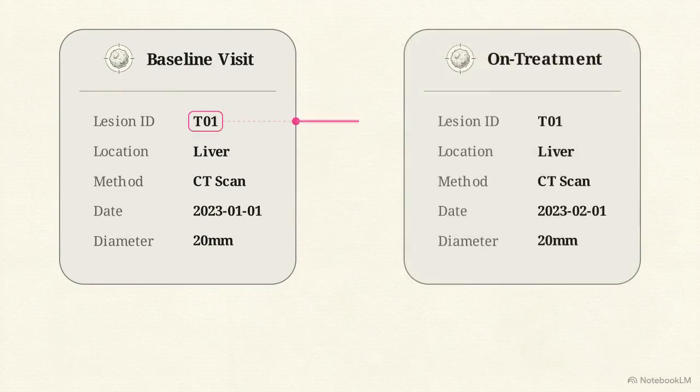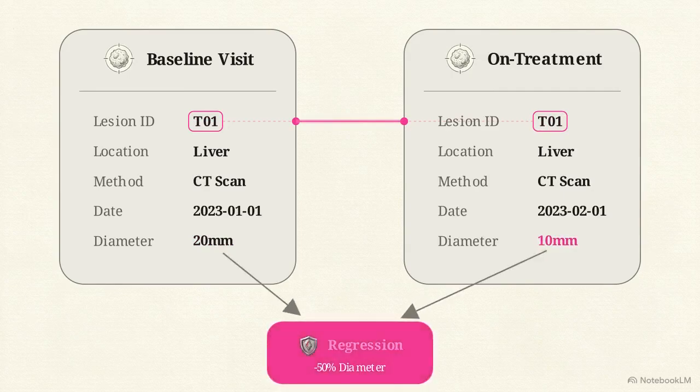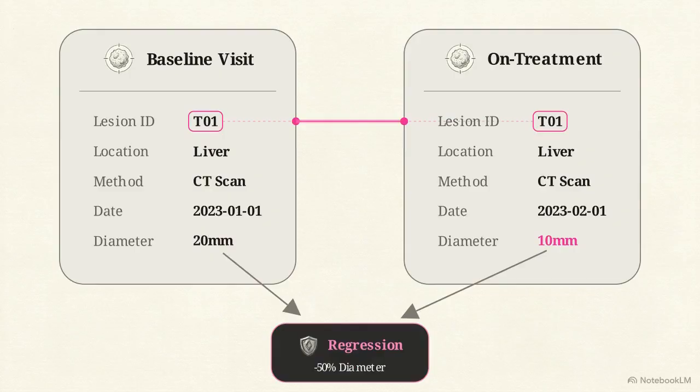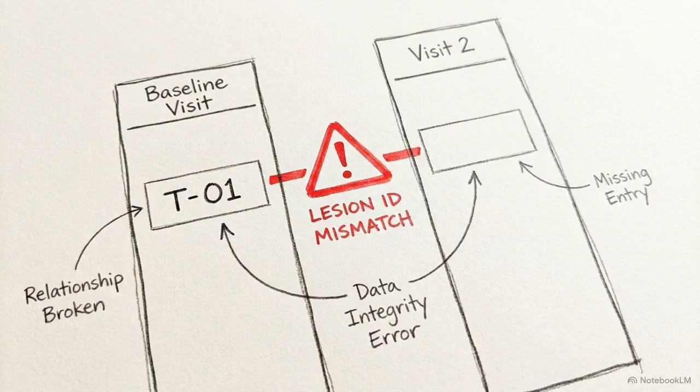Crucially, baseline identification must link directly to follow-up visits. That persistent link mathematically proves if the disease is progressing or regressing. If that traceability breaks down between visits, the fundamental response calculation fails instantly.